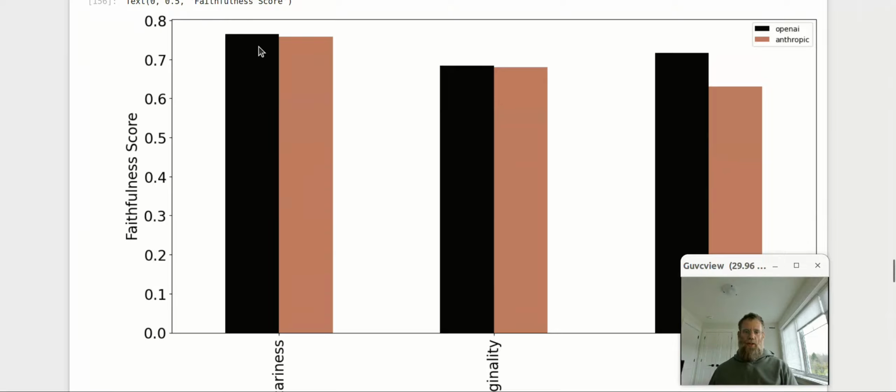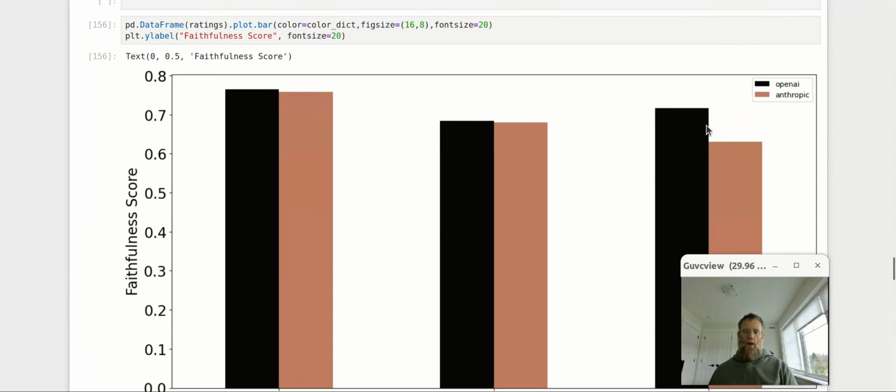In general, it's pretty much a tie, with OpenAI slightly edging out Anthropic when we compare the two models, except for on the skill column, where for some reason there was a much bigger gap.